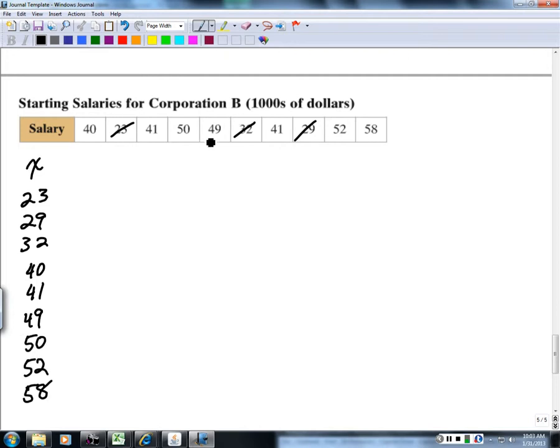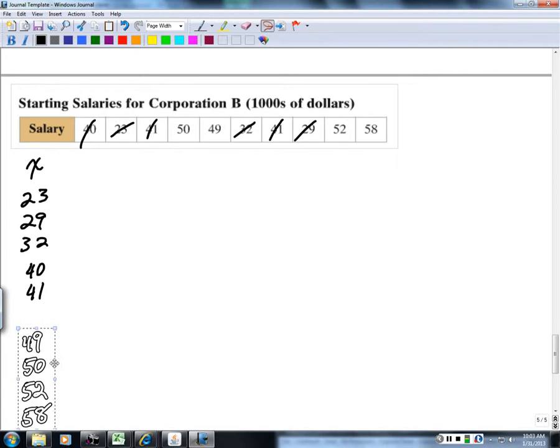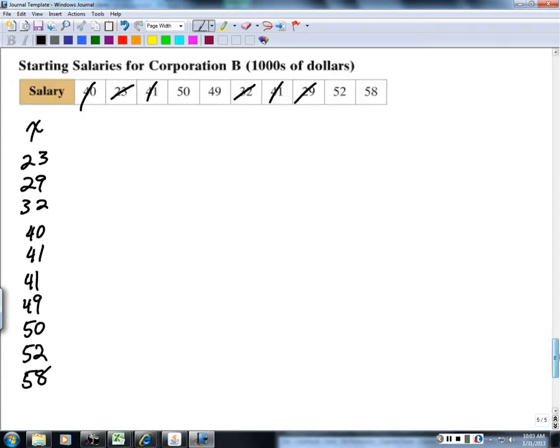So I want to make sure that I've got all of them. Let's see, I got 32, there's 40, 41. Oh, there's 2 41s, aren't there? So I missed one. That's no big deal. I just misread my notes because there's 2 41s in my notes. Okay? And so I've got all the data values.